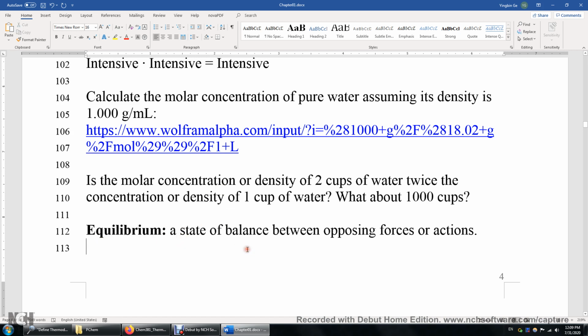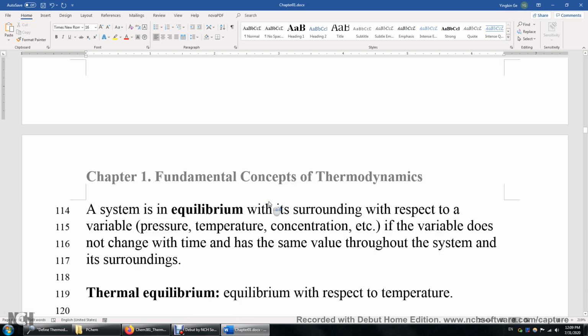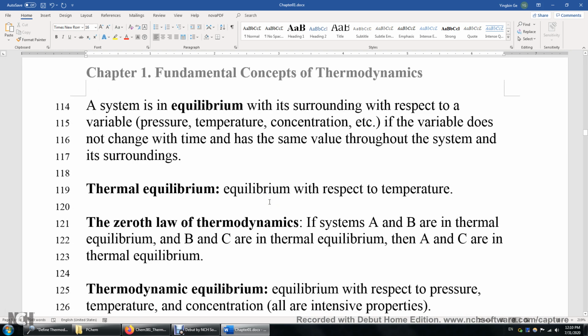Equilibrium is just a state of balance between opposing forces or actions. So if you simply sit still in front of the computer, I believe there's an equilibrium between gravity and the upward force provided by your chair. A system is in equilibrium with its surroundings with respect to a variable. It can be pressure, temperature, concentration, and it can be all of them.